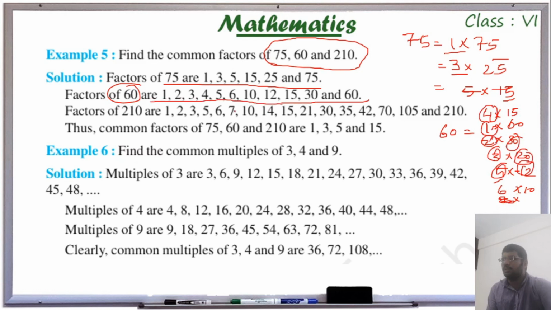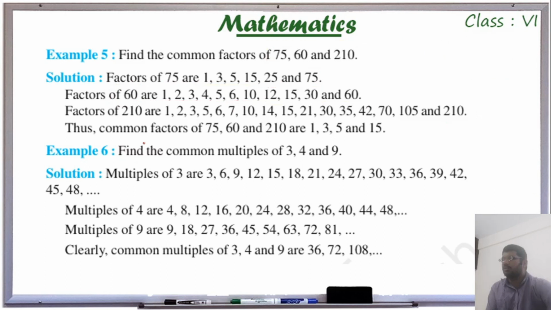Also you have to find the factors of 210. So 1 into 210 is 210, 2 into 105 is 210, 3 into 70 is also 210, 5 into 42 is also 210, 6 into 35 is also 210. These are the factors. 21 into 10 is equal to 210, and also 14 into 15 is equal to 210. So these are the factors of 210. You have to do it with calculation.